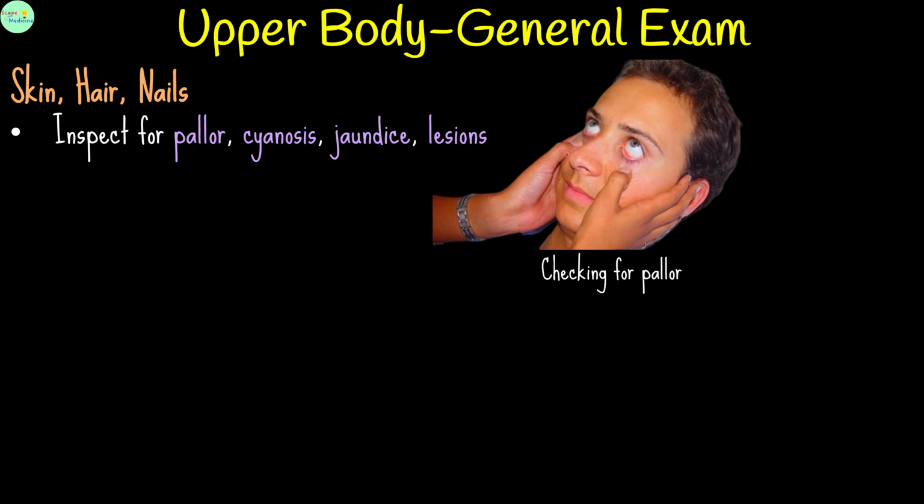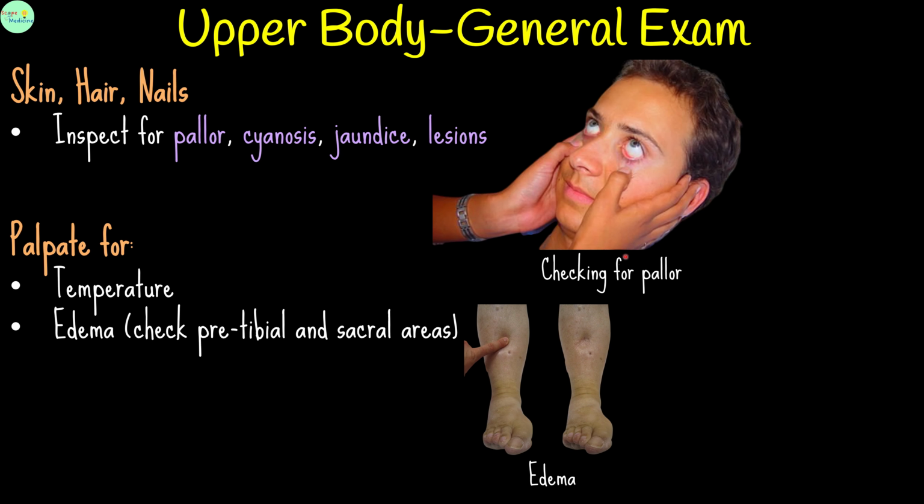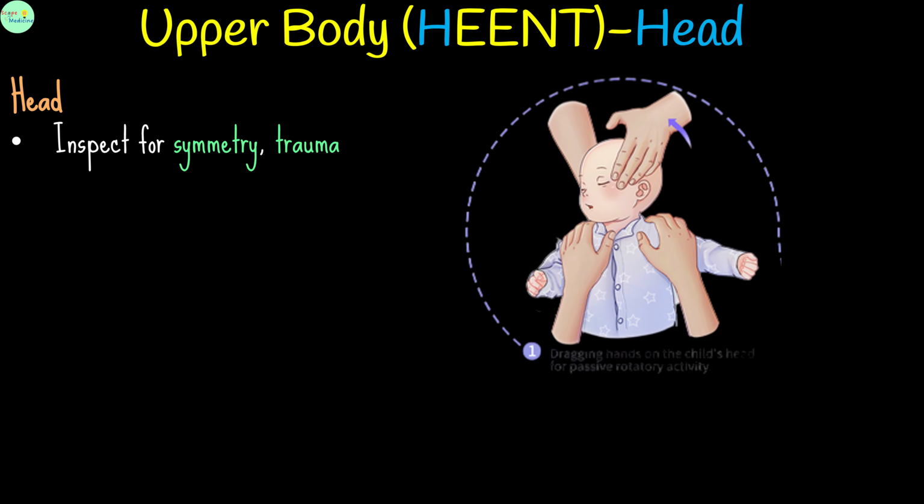Look for paleness, a bluish tint called cyanosis, the yellowing of jaundice, rashes, or any lesions. Palpate for temperature, check for swelling in dependent areas like the front of the shins and the lower back, and assess skin elasticity as a marker of hydration. Next is the head, eyes, ears, nose, and throat exam. For the head, inspect for symmetry and signs of trauma, then palpate the skull and the arteries near the temple.